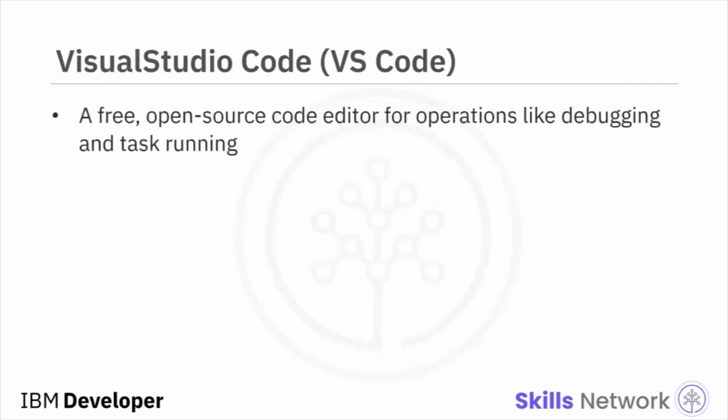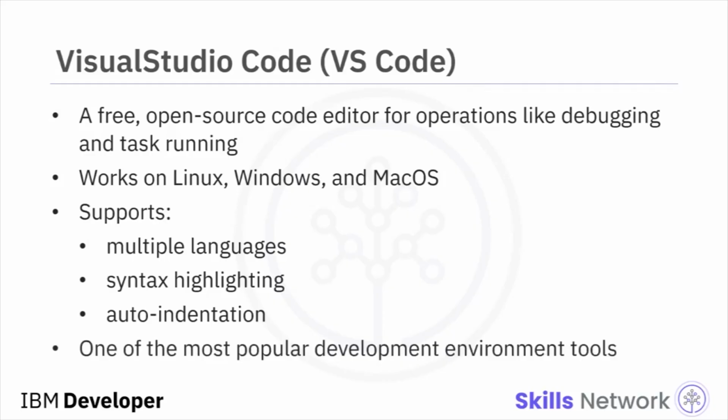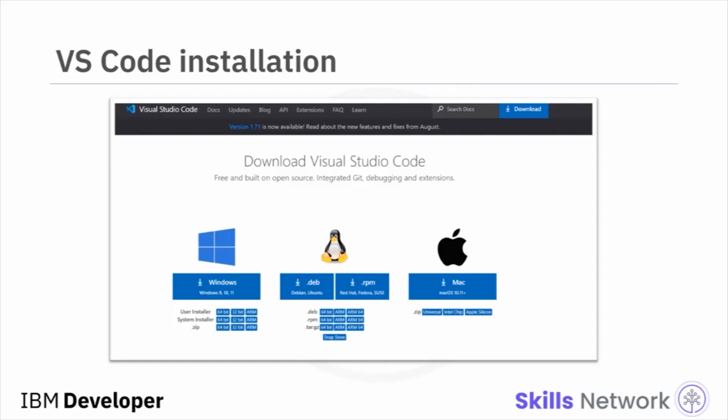VS Code is a free open-source code editor for debugging and task-running operations. VS Code works on Linux, Windows, and Mac OS. It supports multiple languages, syntax highlighting, auto-indentation, and more. VS Code is one of the most popular development environment tools. If you prefer to install VS Code separately without using Anaconda Navigator, you can go to code.visualstudio.com, click the download option that applies to your device, and then follow the install instructions.